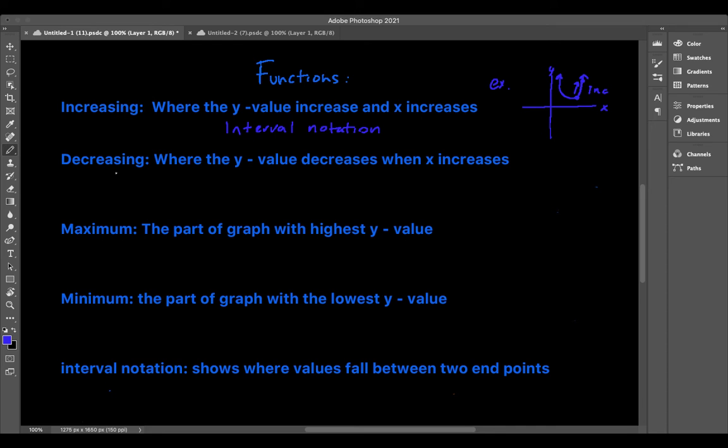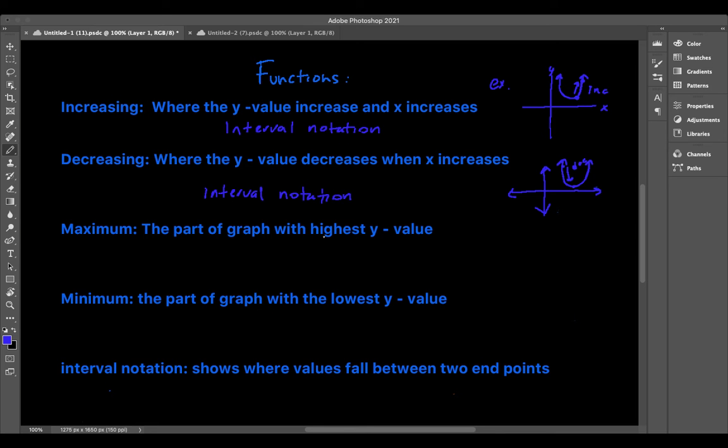Now, decreasing is basically where the y value decreases and the x value increases. Let me give you another example of that. Here's another parabola, going up and down like a U. Right here, same thing. This one's going downwards, so this would be the decreasing portion of it. And how we would write that is by interval notation as well. I'll show you what that means in a minute and do some practice problems.